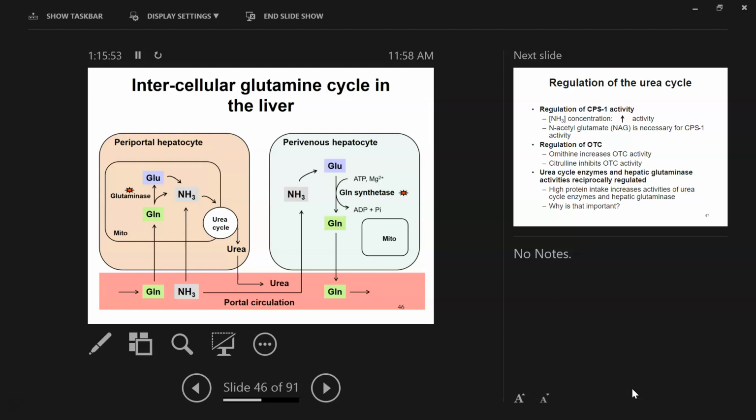Okay, any questions? No? Okay, and we have, let's see, the critical thinking, right?